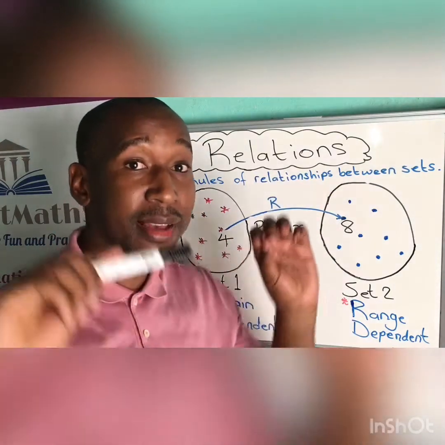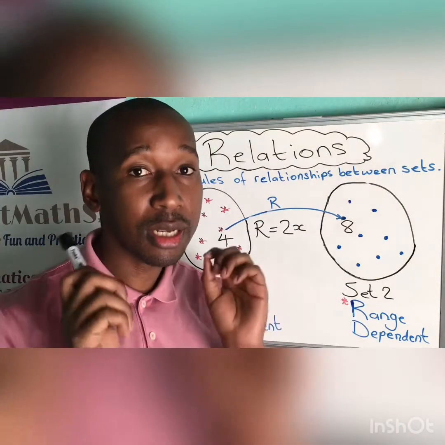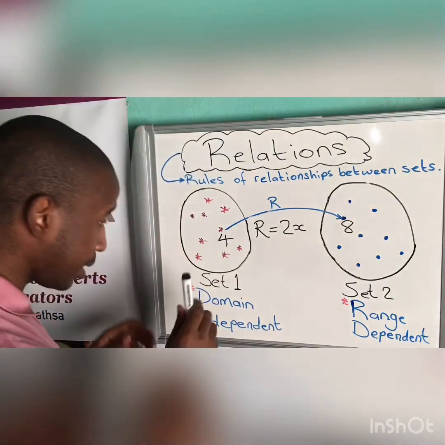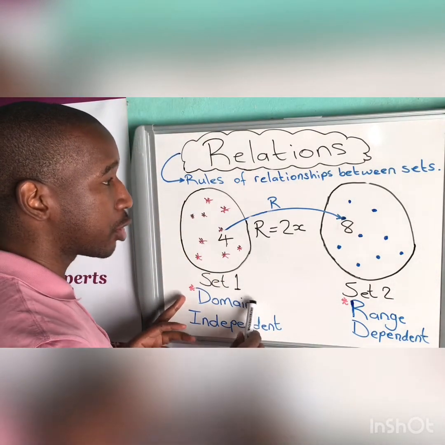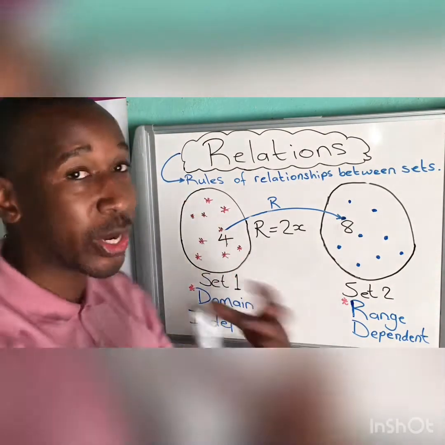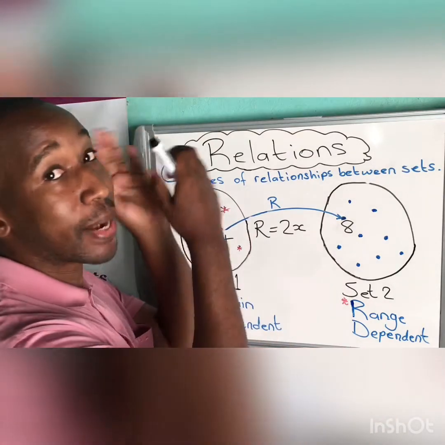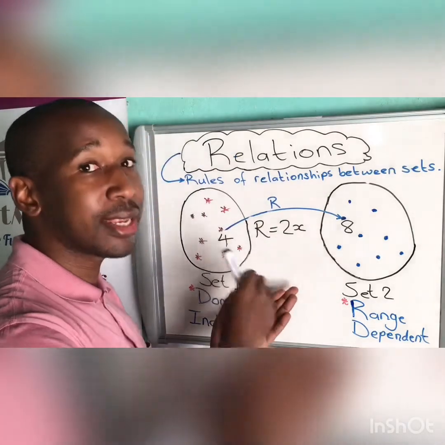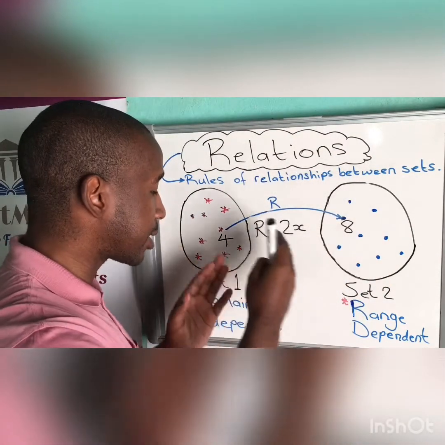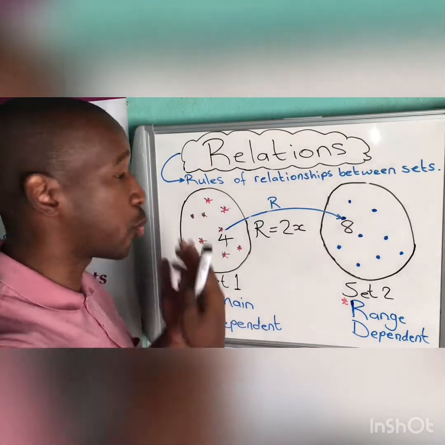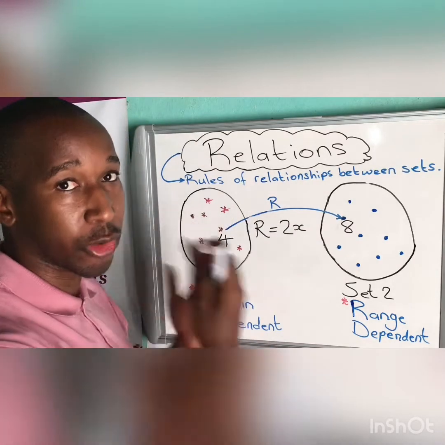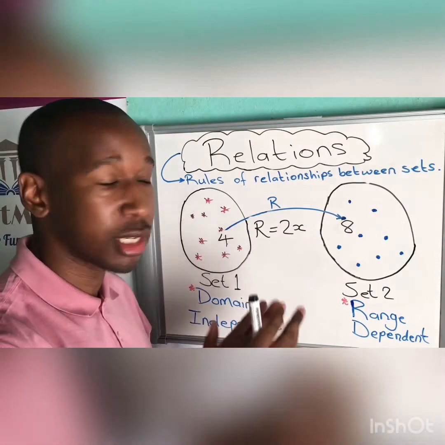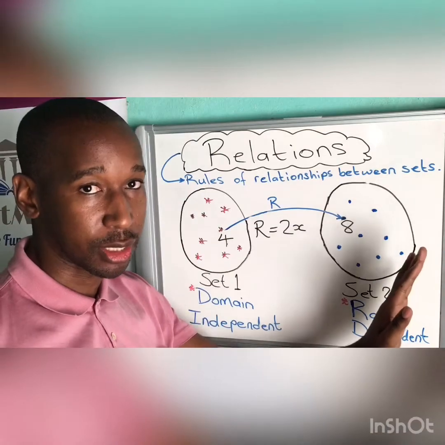So we now have some important or critical terminologies. The first is that of a domain. A domain is the set from which we take elements and plug into the relation or analyze under the relation or the rule. Then we get the images. Now that set is independent because we decide which numbers to take and plug into the relation. It doesn't care about the relation. It doesn't even care about the images.